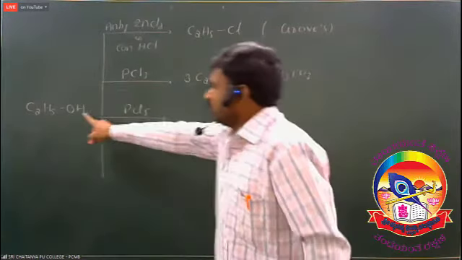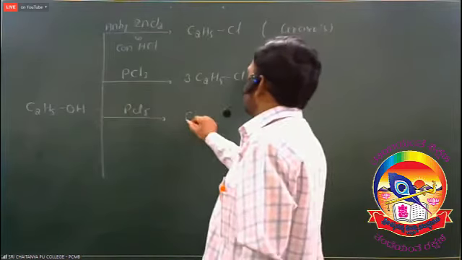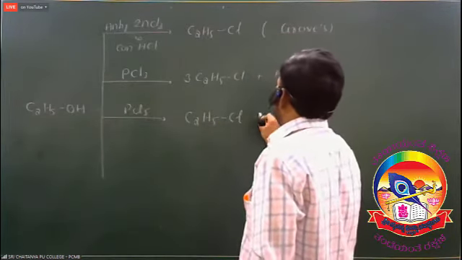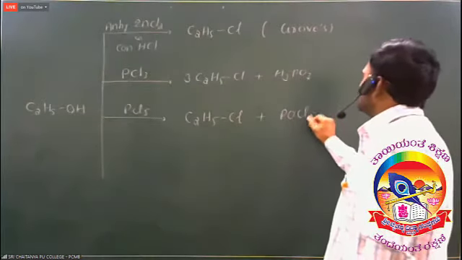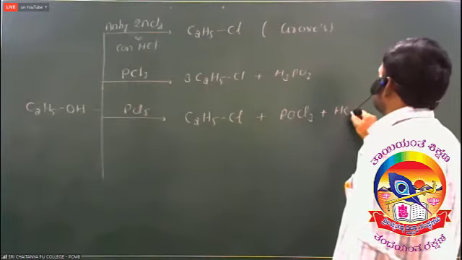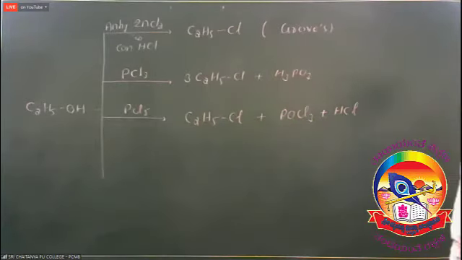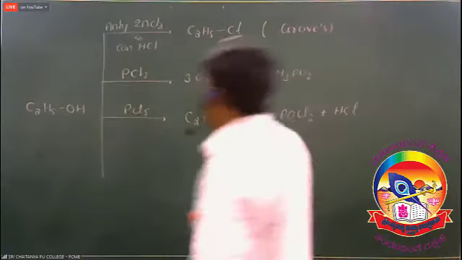Next, PCl5. Here 1 mole of ethyl alcohol reacts with 1 mole of PCl5. It gives just 1 mole of ethyl chloride, C2H5Cl. And what are the byproducts? POCl3 and HCl are the byproducts.